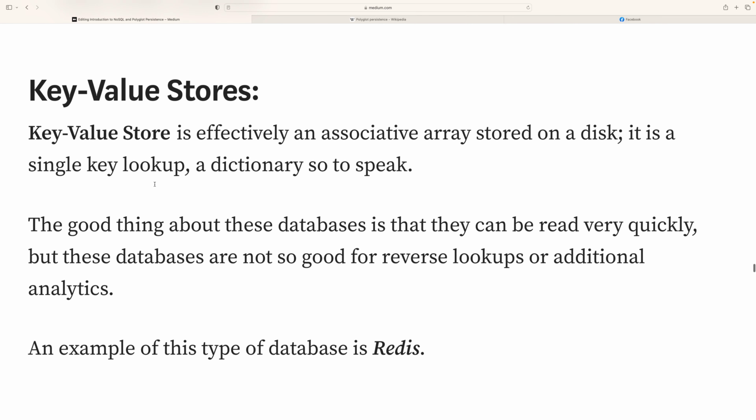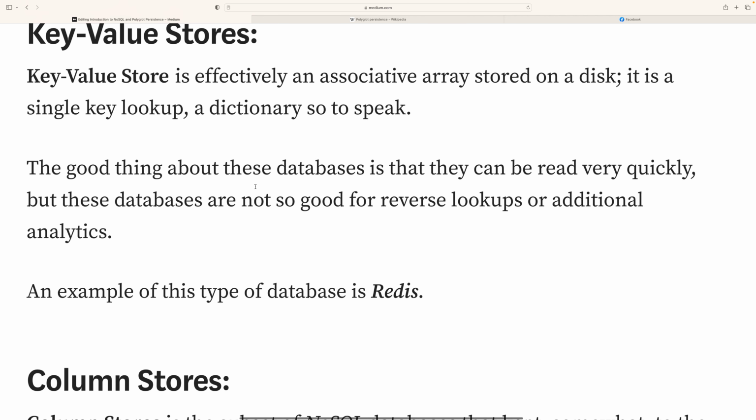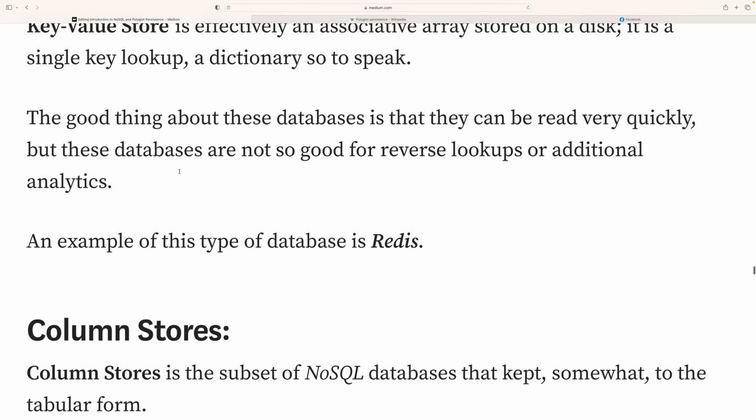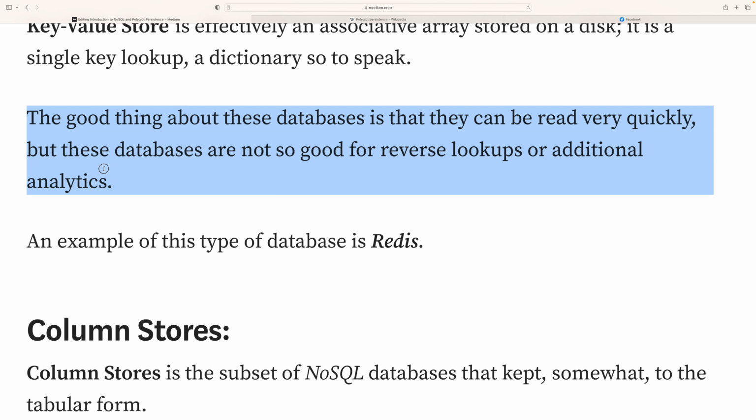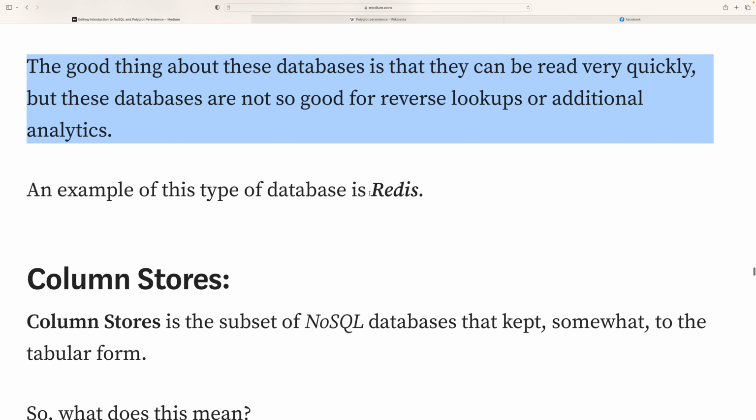Key-value is, in fact, like a map, if you know Python. So it's similar to a map, with efficiency associated with an array stored on disk. It is a single key lookup, like a dictionary. The good thing about this database is that it can read very quickly, but the database is not good for reverse lookup and additional analytics. For example, this type of database is Redis.